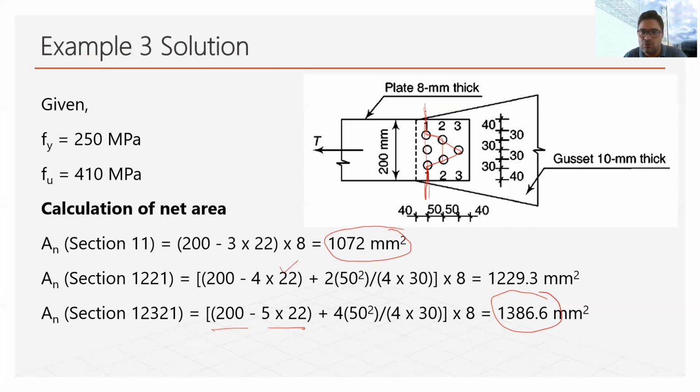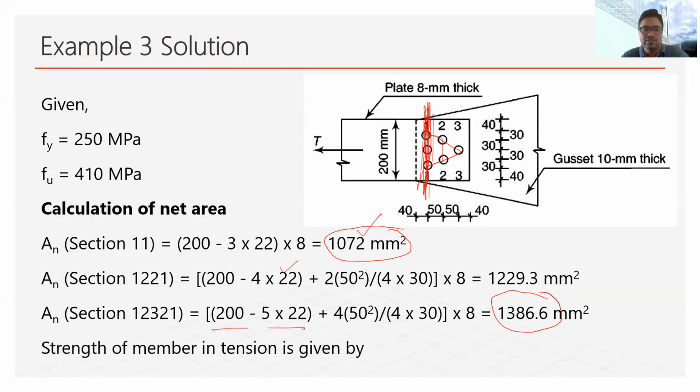which means the plate will fail along path 1-1 first. Along this path the plate will fail first, because this path gives us the least cross-sectional area, and cross-sectional area is directly related to the strength. So now we have calculated the net effective area for the plate.